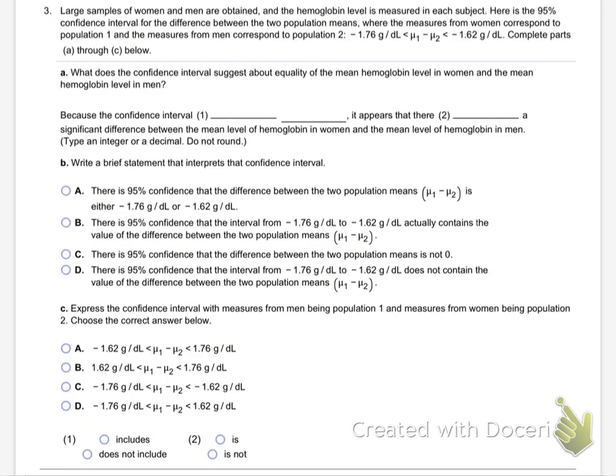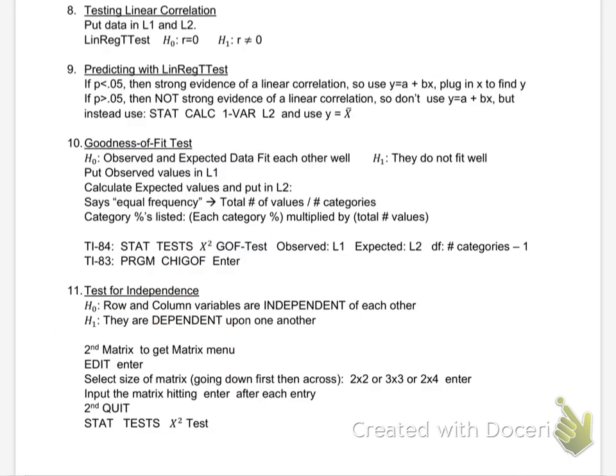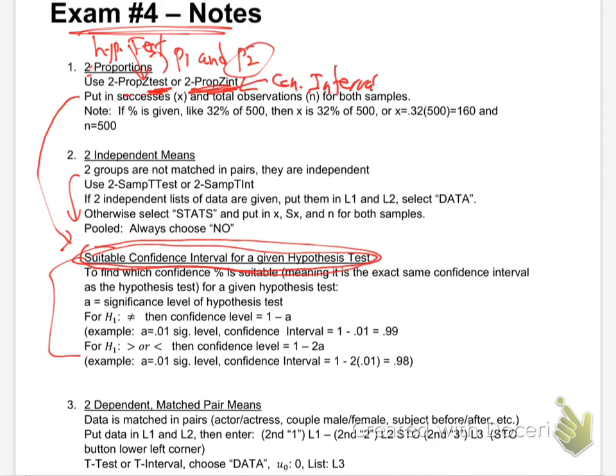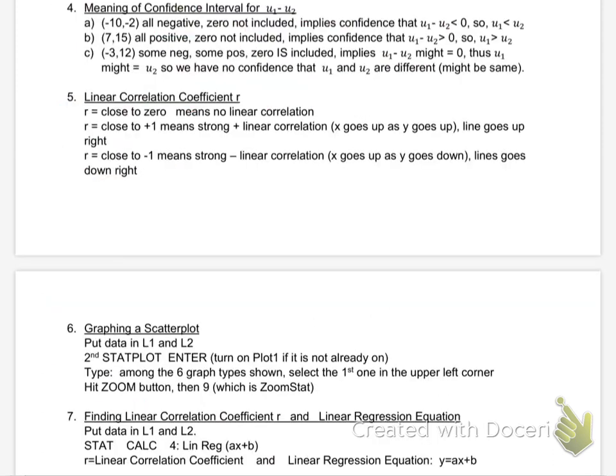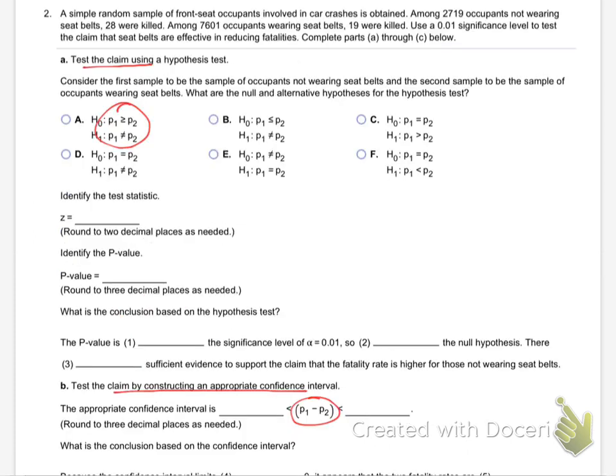All right, number 3. Let's see. See how they have mu1 minus mu2? So those are means. Now, there are no P's here. There's no P1, P2. There's means, and they're asking me, what does the confidence interval suggest? Confidence interval suggests. Let's go back and look at our stuff. Independent, no. Proportion, no. Suitable, no. Meaning of a confidence interval. There we go. There's what you want to use. Use this information to solve that problem.